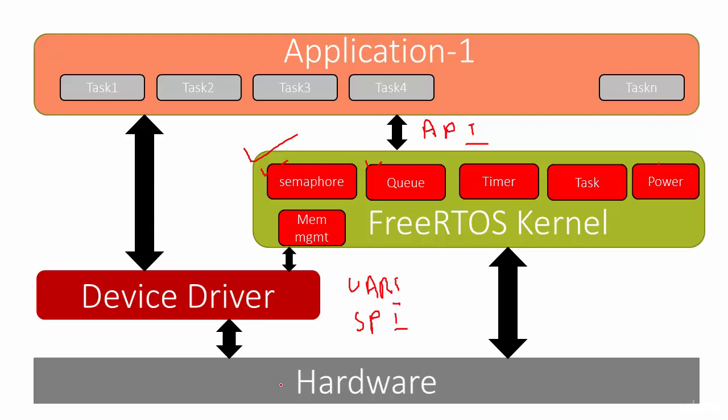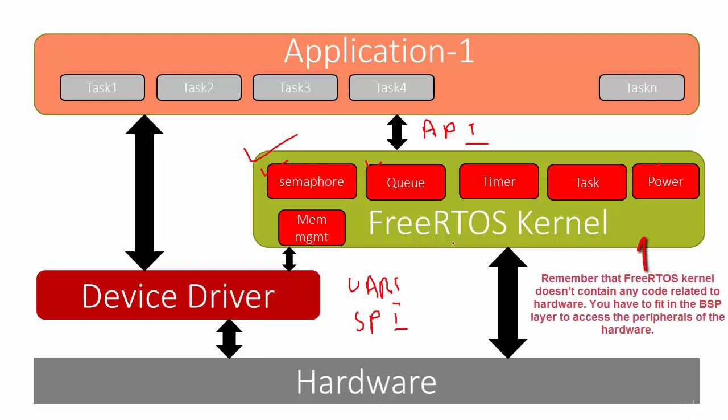peripherals like SPI, I2C, timer, GPIOs, etc. FreeRTOS doesn't contain even a single piece of code related to the hardware peripherals. It's pure kernel code. So you have to fit in your BSP layer, or you can say the device driver layer, to make use of hardware. There are flavors of FreeRTOS which come with third-party BSPs.